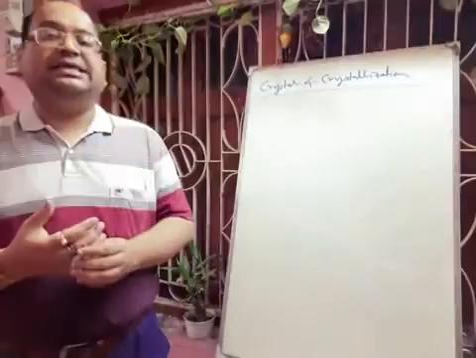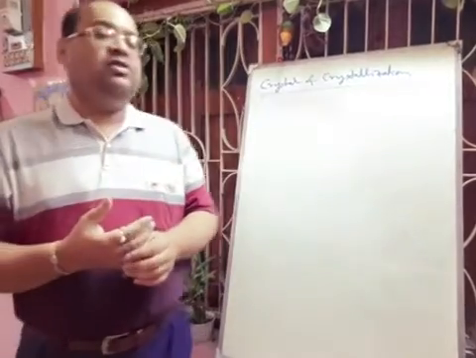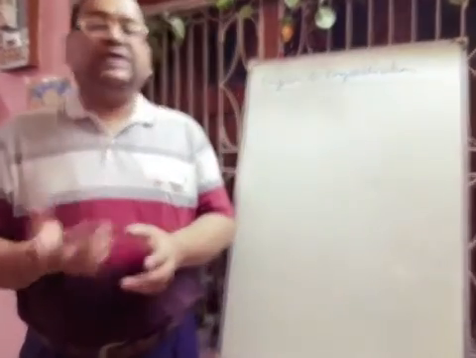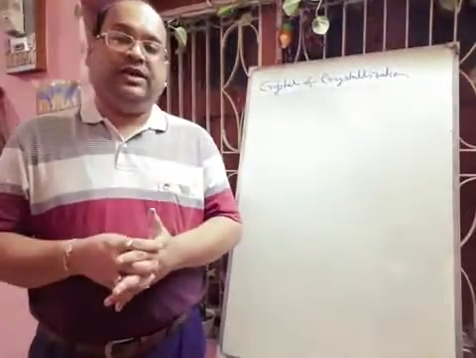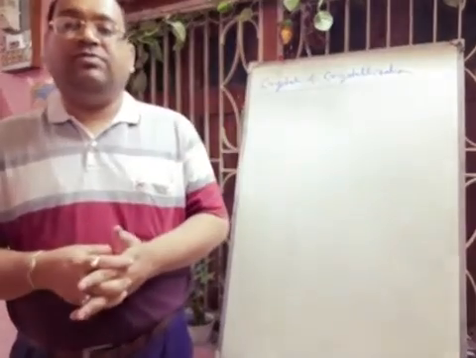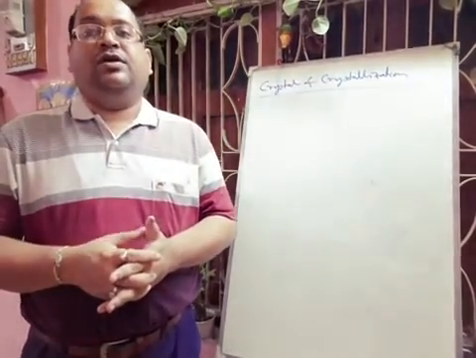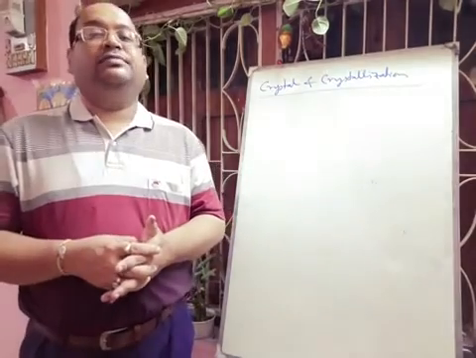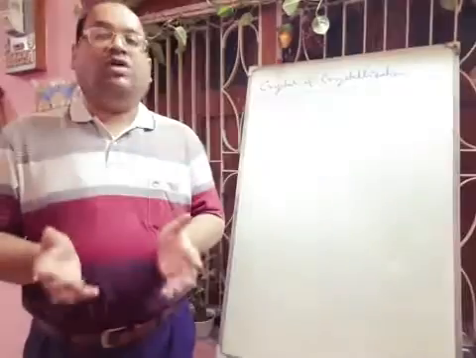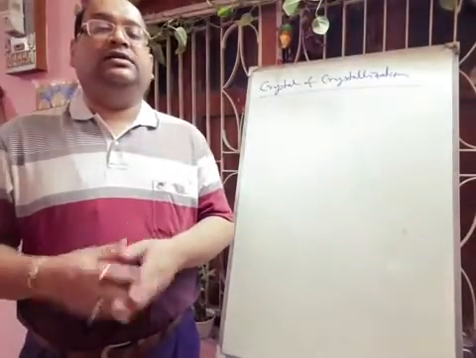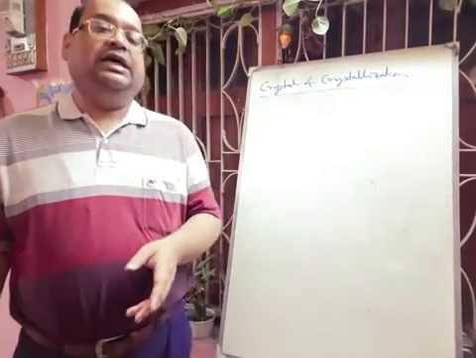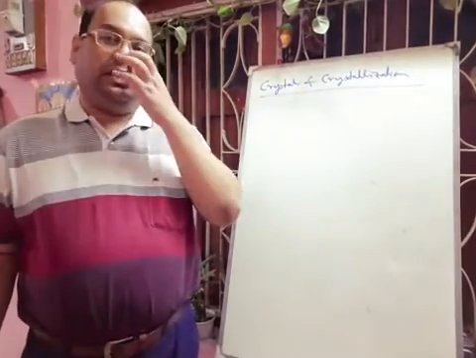Like we can tell NaCl, that is sodium chloride or common salt, its crystal structure or shape is cubic. Copper sulfate is rhombohedral, or rhombohedric you can tell. Ferrous sulfate is octahedral, and potassium nitrate is prismatic.